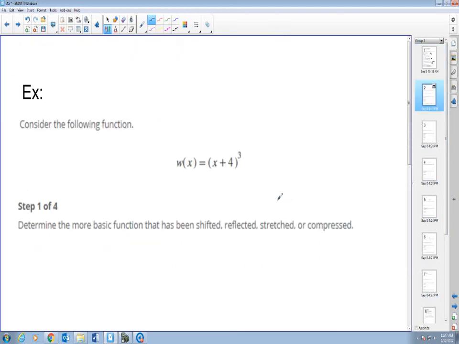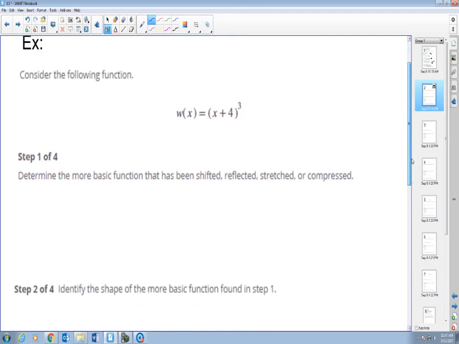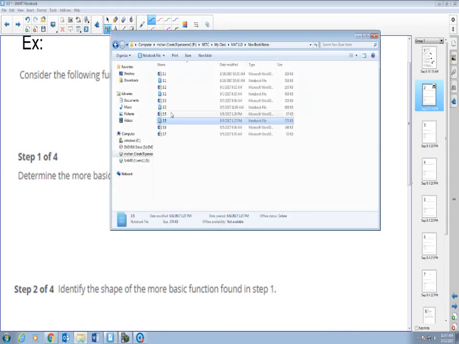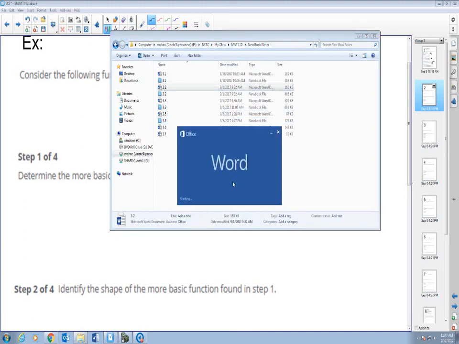All right, so for example, consider the following function. Determine the more basic function that has been shifted, reflected, stretched, or compressed. The basic function is a cubic function, to the third power. So I would use the handout I had before, I think it was in 3.2 maybe.